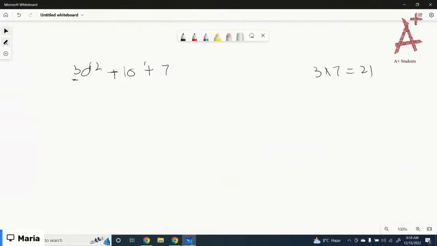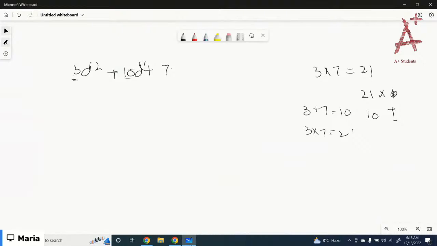Now you have to look for the numbers that when multiplied make 21 and that when added or subtracted make 10. Got it? So which two numbers when added make 10 and when multiplied make 21? Break down the 10. 3 plus 7 makes 10. And when you multiply them, 3 times 7 makes 21, isn't it? So the factors are 3 and 7.